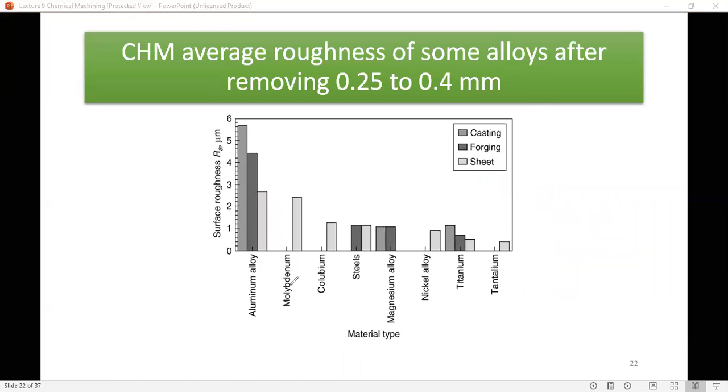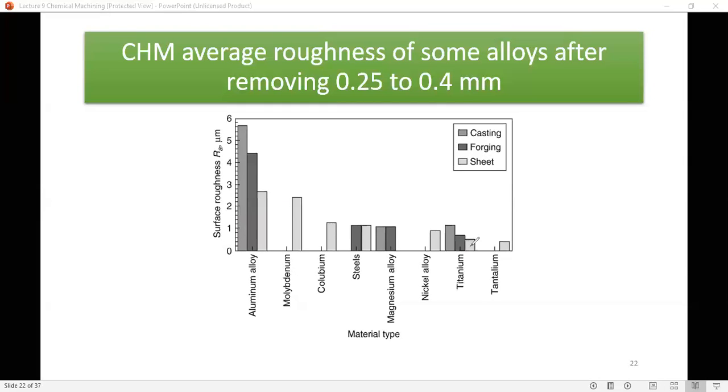So basically this is the surface roughness for different materials. For example, if you look at aluminum alloy manufactured in three different methods: sheet aluminum alloy, forged aluminum alloy, and casting aluminum alloy. If you look at the surface roughness, the one with the roughest surface will be casting. Second, forged, and rolled sheet metal will be the finest in terms of surface roughness.